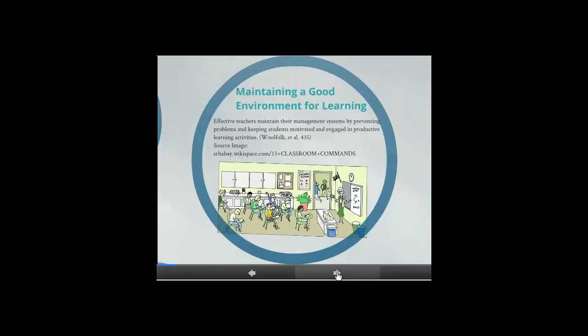Maintaining a good environment for learning. Effective teachers maintain their management systems by preventing problems and keeping students motivated and engaged in productive learning activities.